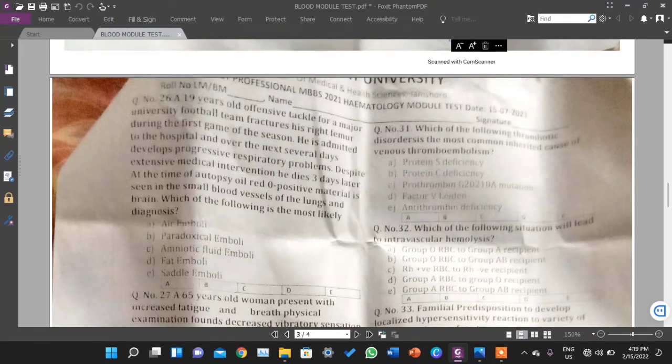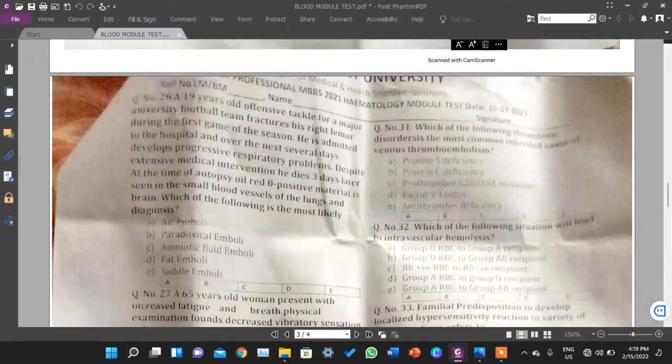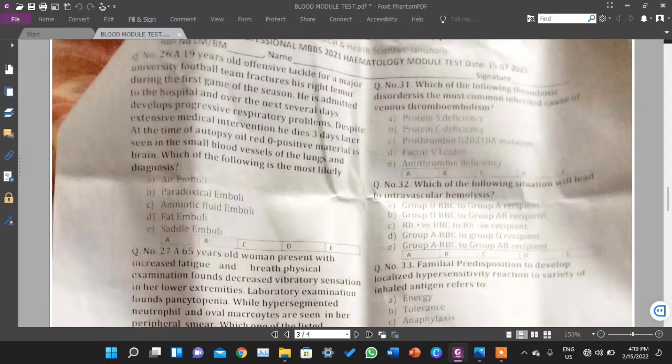Moving to question number 26: a 19-year-old offensive tackle for a major junior football team fractures his right femur during the first game of the season. He is admitted to the hospital and over the next several days develops progressive respiratory problems. Despite extensive medical intervention, he dies 3 days later. At the time of autopsy, oil red O positive material is seen in the small blood vessels of the lungs and the brain. Which of the following is the most likely diagnosis?